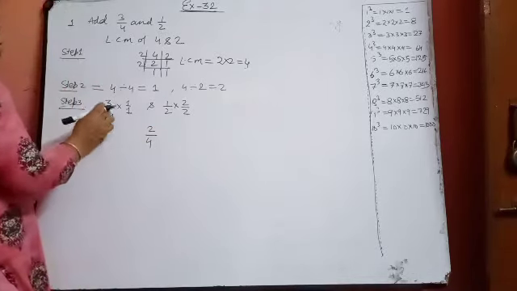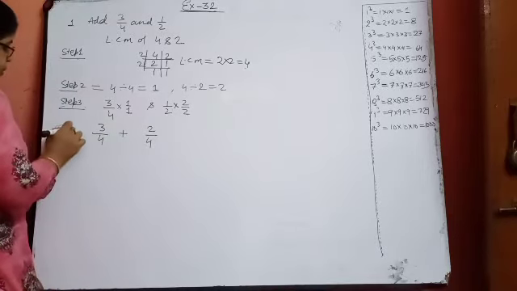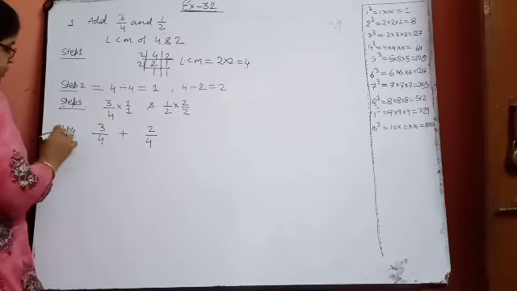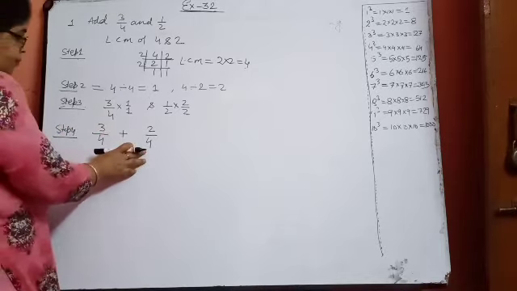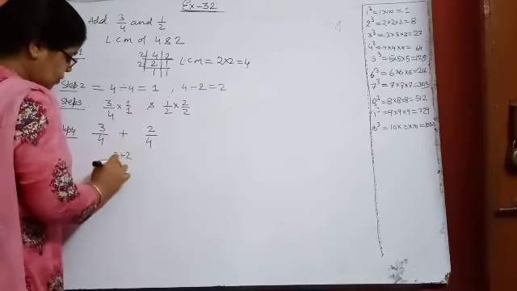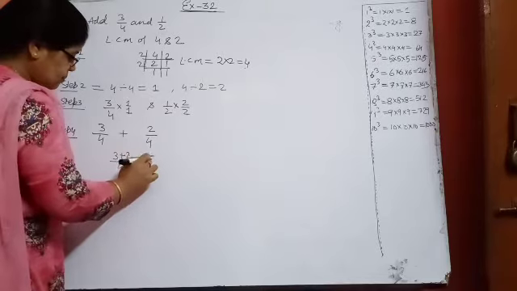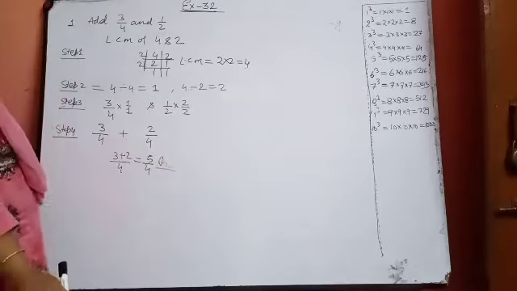So you have to add them, means put a plus in between both the fractions. It will be your step number 4. So you can see that now your denominators have become equal. So what will you do? 3 plus 2 upon 4. 3 plus 2 means 5 upon 4. This will be your answer.